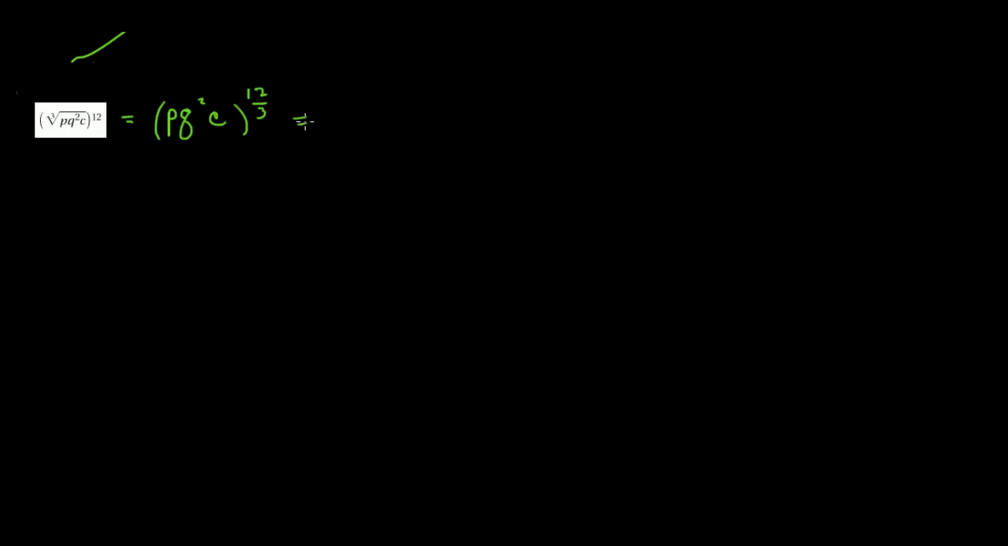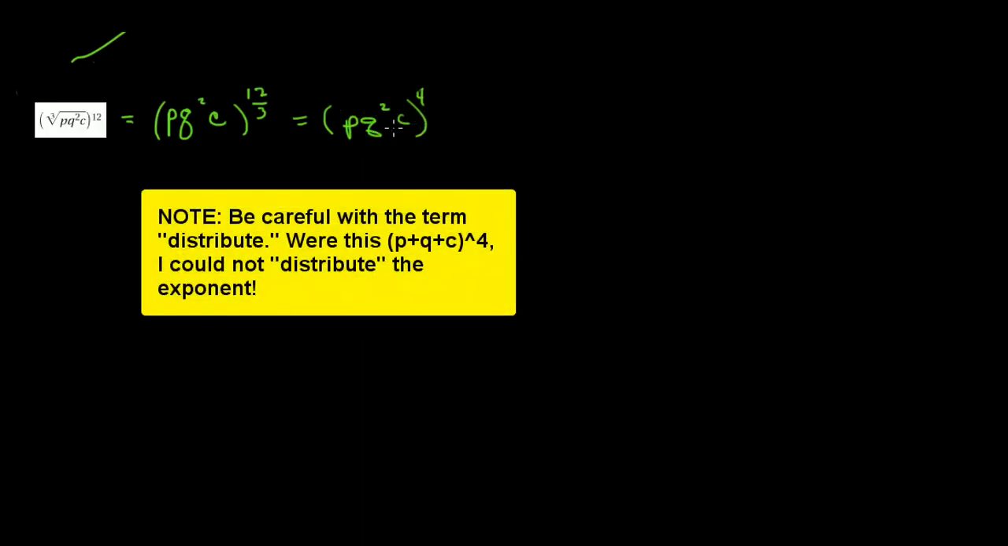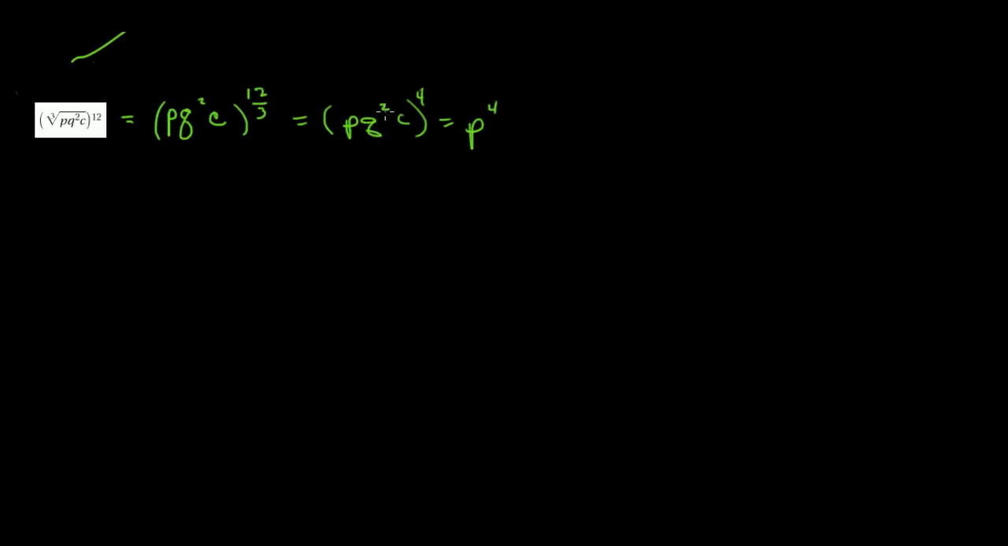Well, that makes it a lot more palatable, right? Because we know that 12/3 is the same as 4. So what I really have is p q squared c raised to the 4th power. And now we use our power rule of exponents, basically to distribute that 4th power to all of our factors. Remember, we couldn't distribute a 4th power to terms. We can only give it to the factors. So that would be the same as saying p to the 4th power, q to the 2 times 4 is 8th power, and c to the 4th power.